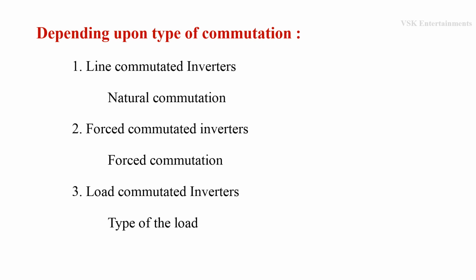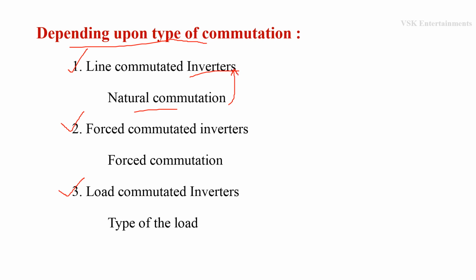Coming to the first classification, that is depending upon the type of commutation. Depending upon the type of commutation, the inverters are mainly classified into three types. The first one is line commutated inverters, the second one is forced commutated inverters, and the third one is load commutated inverters. Okay, coming to the first one, line commutated inverters. The inverters in which the thyristors present undergo natural commutation, those types of inverters are called line commutated inverters.